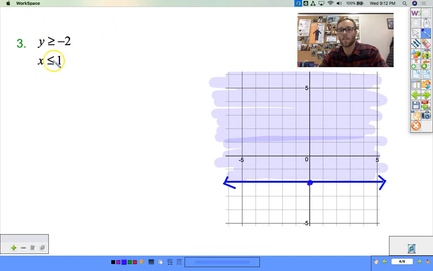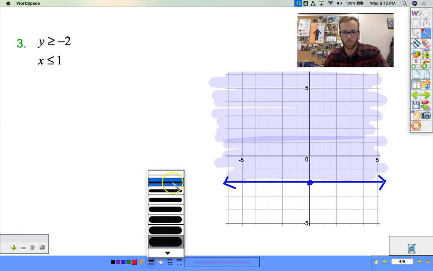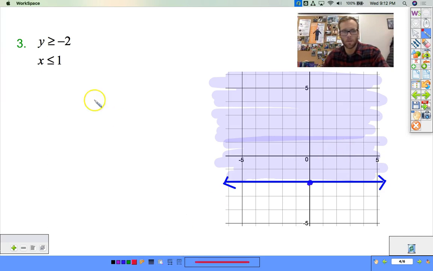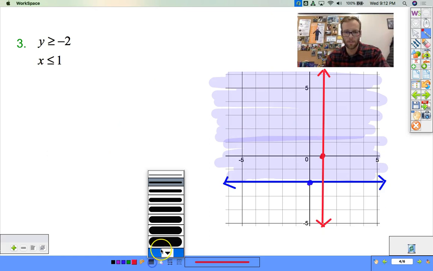How about x is less than or equal to 1? Where does x equal 1? x equals 1 right there. This is a vertical line, isn't it? Okay, it's going to be solid because that's less than or equal to. Are we going to shade to the left or right of this one? That's the question when the line's vertical, isn't it? Where are the x's that are less than 1? They're on this side, aren't they? They're to the left.